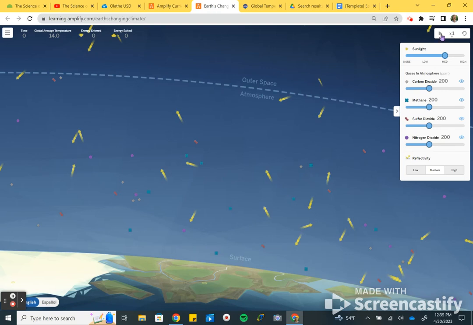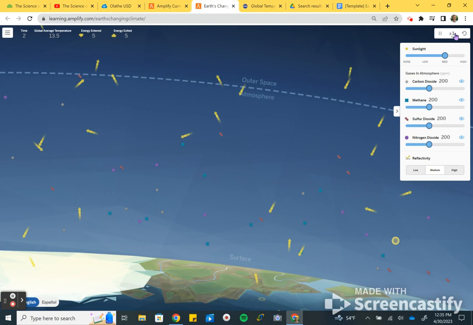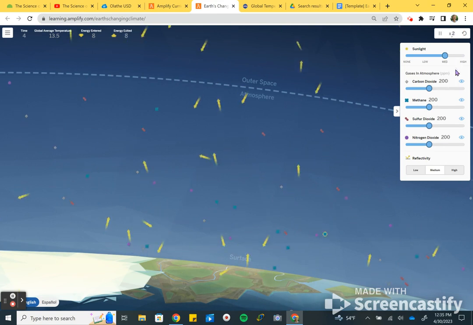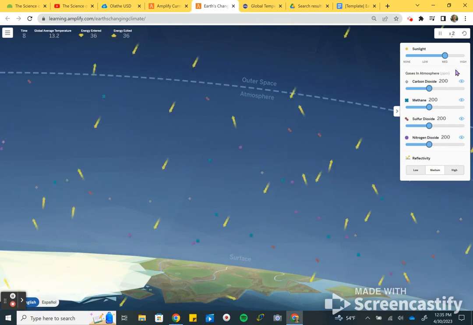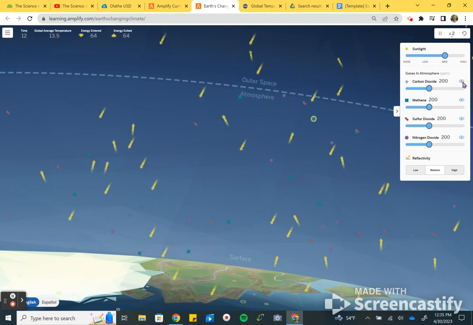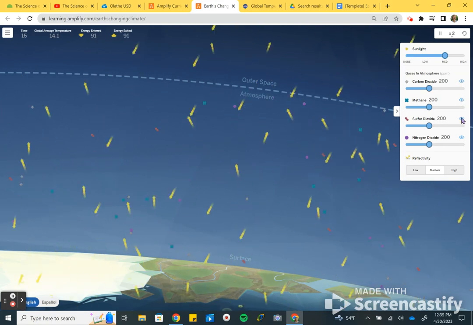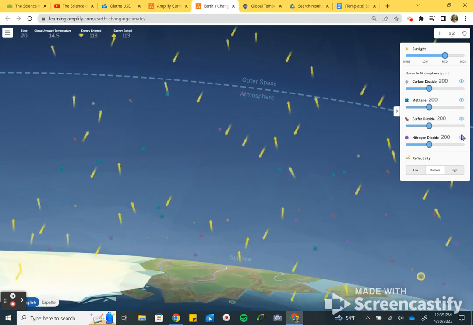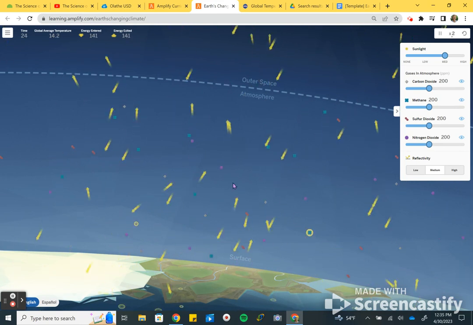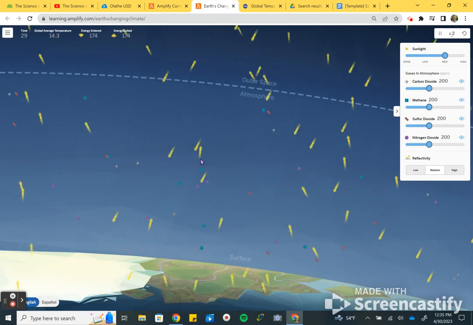This is the Earth-Changing Climate Sim in Amplify. I have here everything set to the way the sim started. I'm going to hit play and then increase the speed so we can see changes faster. I've also turned on the View Gases in the Atmosphere buttons by clicking on each eyeball so that I can actually see the gas particles that are in the atmosphere.